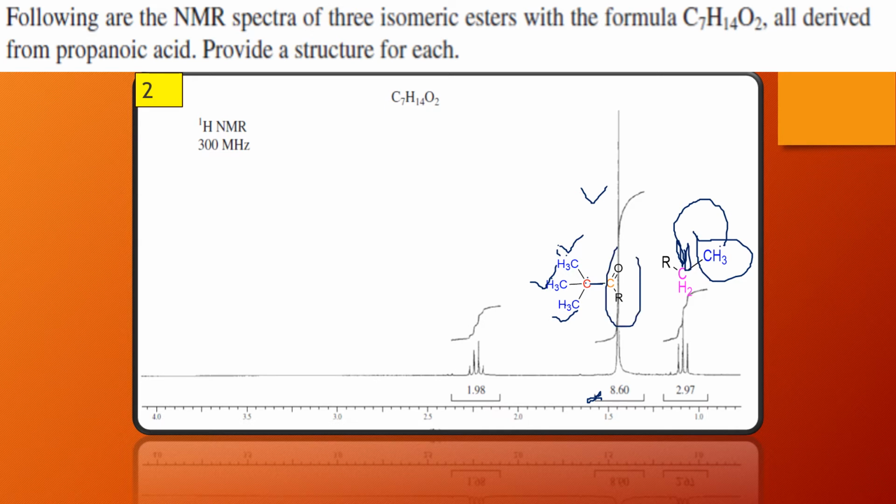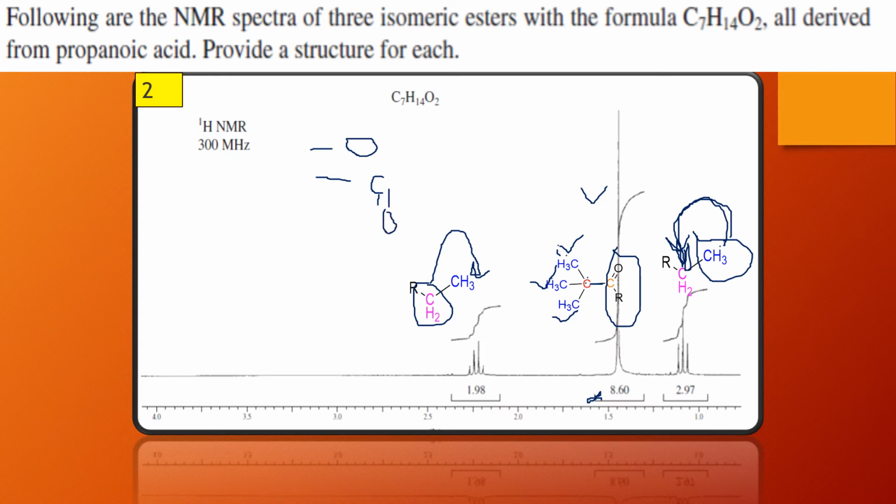So next, move to next. You can see here this is giving us a quartet, and this CH3, these 3 protons, were giving us what? It was giving us a triplet, and now these 2 protons will give us what? Quartet, due to these 3 protons, right? Now we have to decide which carbon would be attached to oxygen and which carbon would be attached to the carbonyl, right?